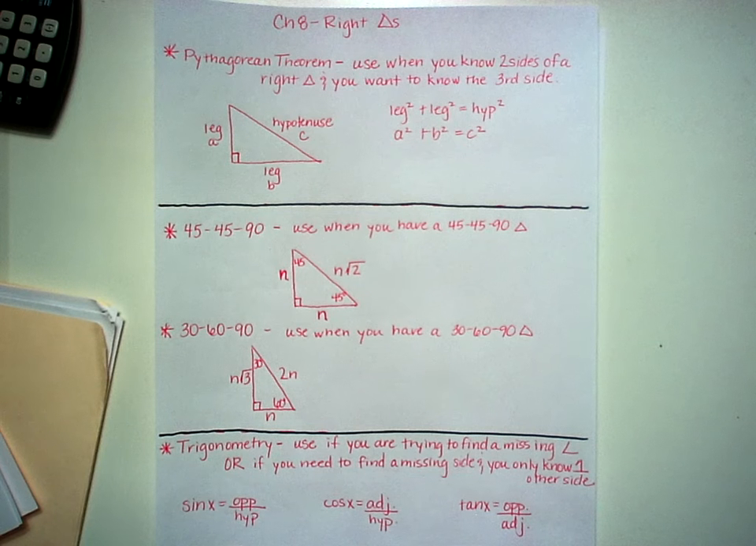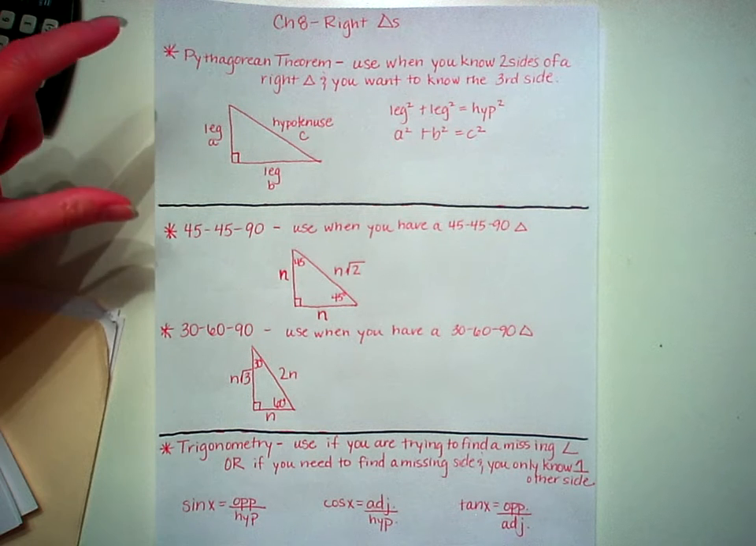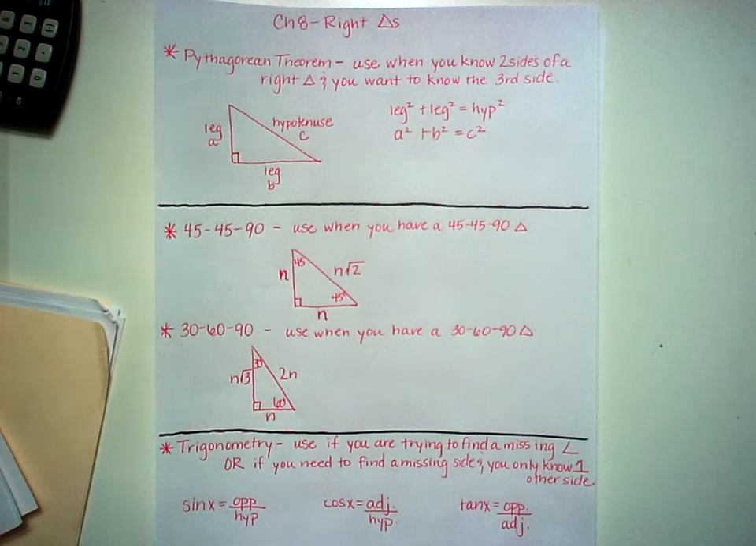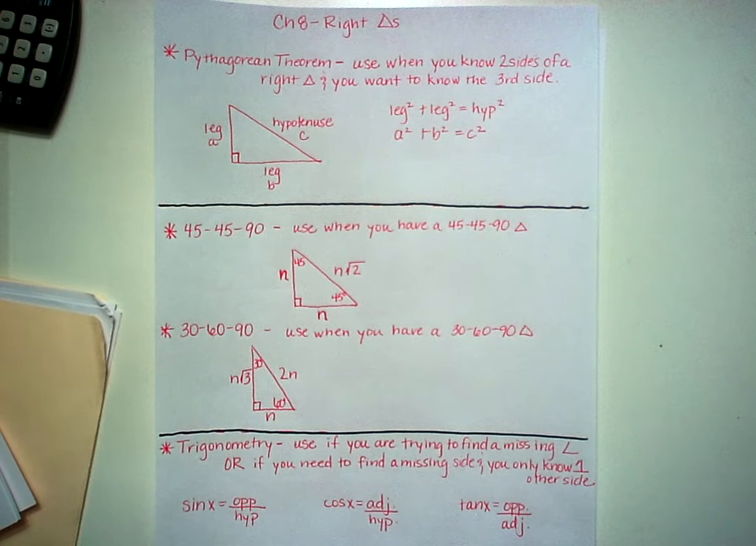Some things to remember in Chapter 8 is that we were trying to solve right triangles. And when we say that, we mean we're trying to find missing pieces of the right triangle. So maybe you know some things about the right triangle and you are supposed to find one of the missing angles, or you're supposed to find a missing side. We learned 3 different ways to solve right triangles. And I want to just remind you really quick about when to use each one.